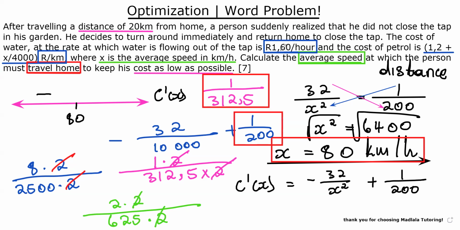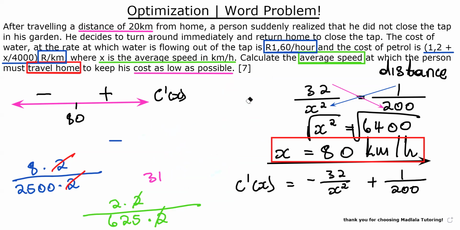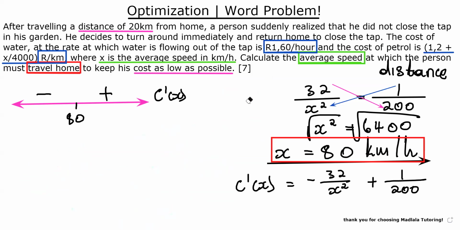So now that we have proven beyond reasonable doubt that 1 over 200 is greater than this, then it means something negative added to something that is larger than it is going to give us something that is positive. But you don't need to stress. In the exam, they won't give you something that is as complicated as this one in terms of simplifying it.